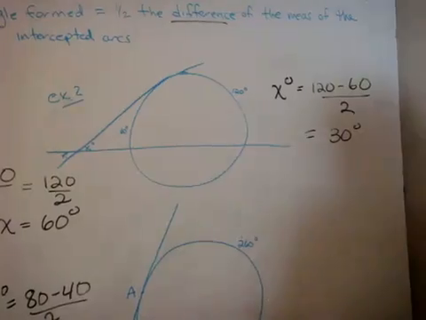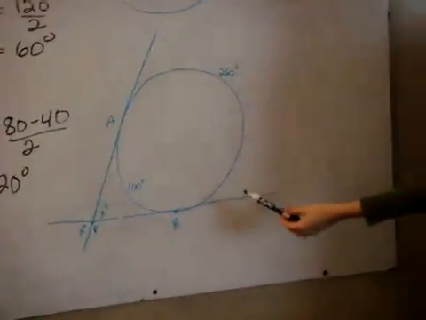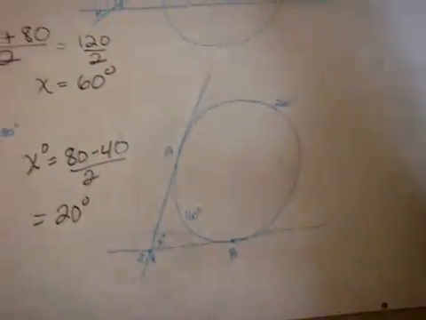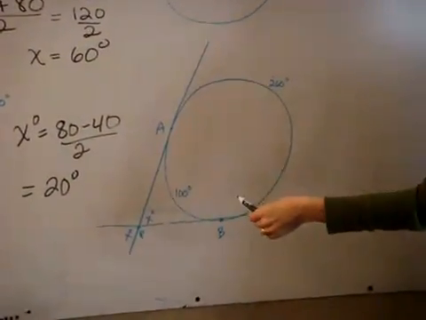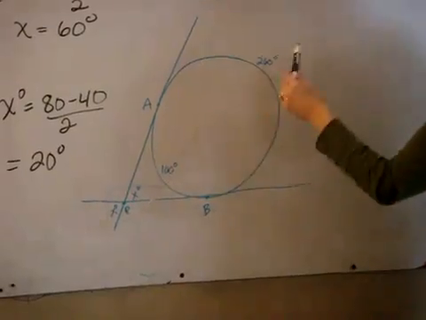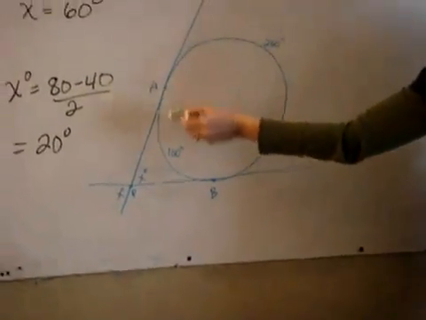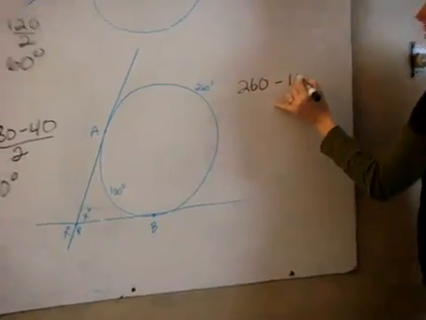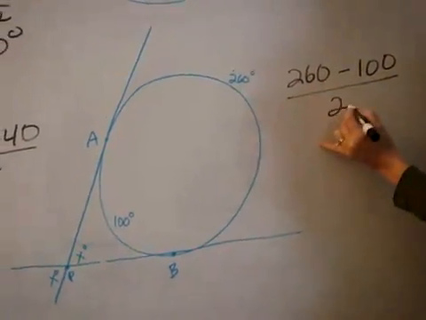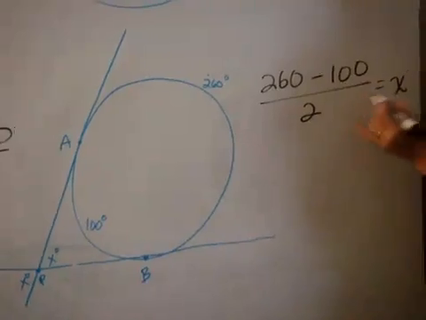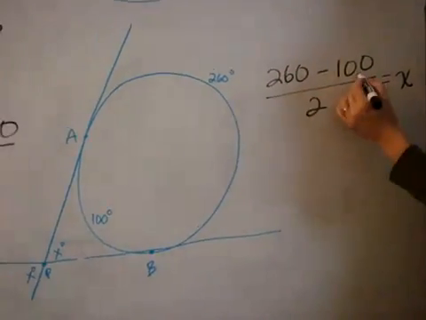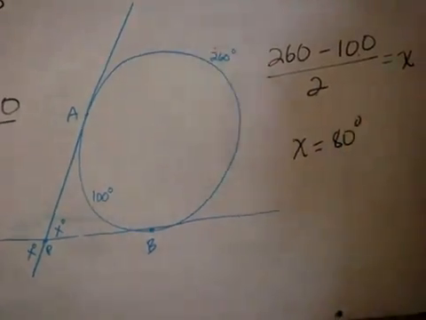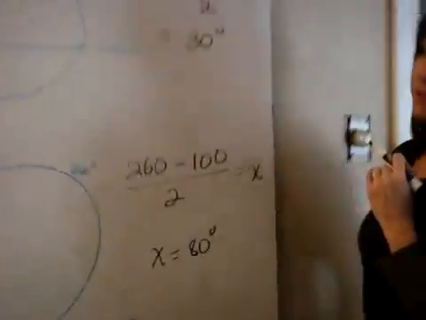Very easy. Last one. This one looks a little bit different because they're both tangent lines, but as long as they intersect outside of the circle, you do the same thing. So we just take the difference of the intersected arcs, which would be 100 and 260. So we take 260 minus 100 divided by 2. That would equal our x. So that would be 160 divided by 2. So x would equal 80 degrees. So that's all for lesson 56.